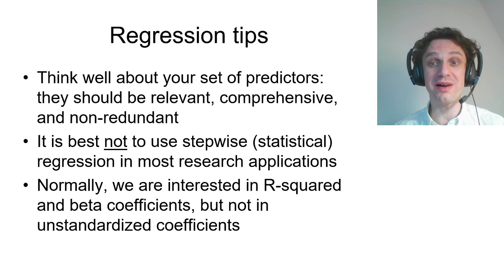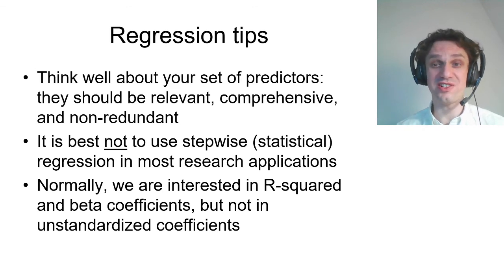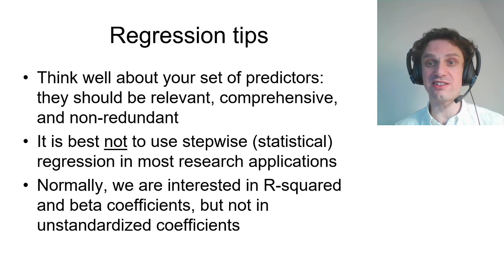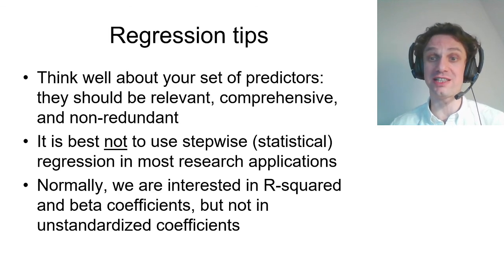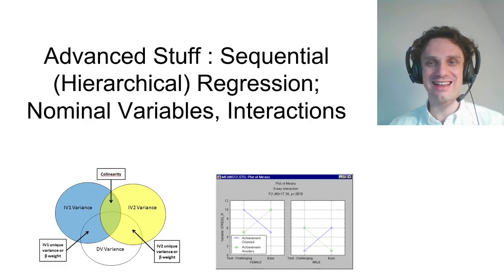And of course, when you publish the results of your regression, normally the two pieces of information that you're supposed to publish are R-squared and beta coefficients. In social sciences, B unstandardized coefficients usually make no sense. So after making this theoretical introduction, let's proceed to a little bit more advanced stuff.